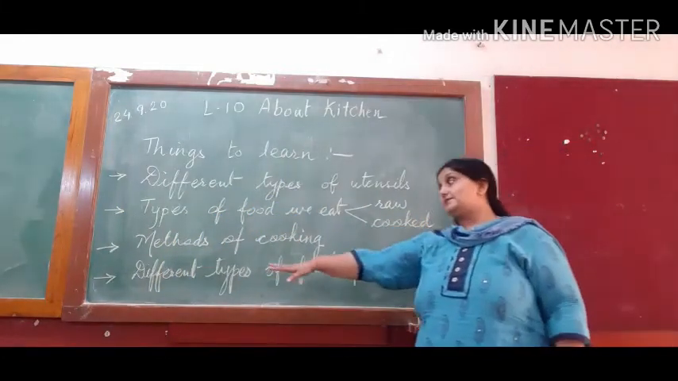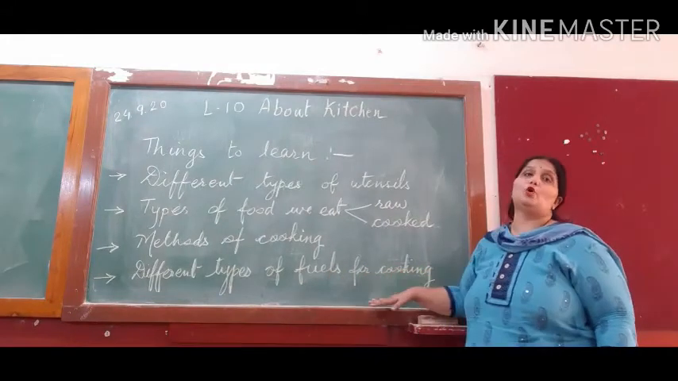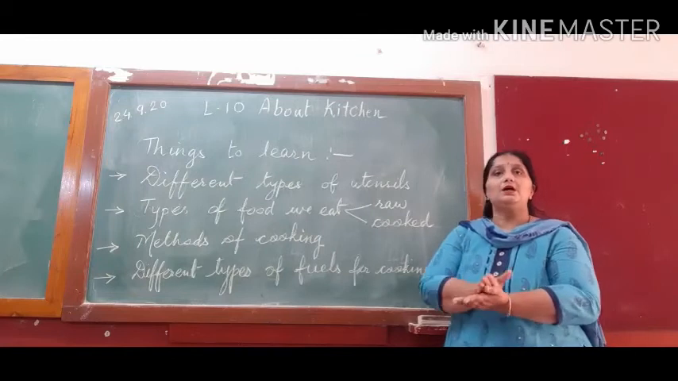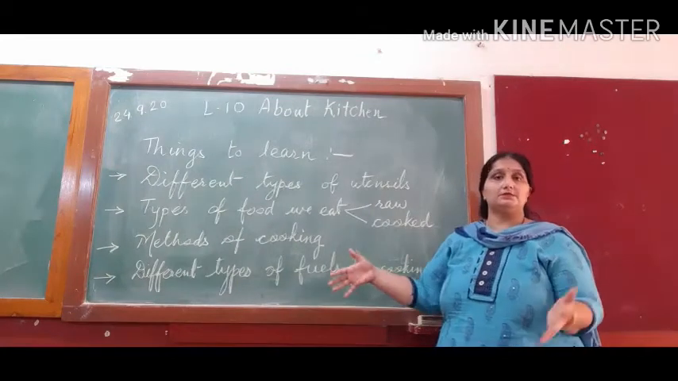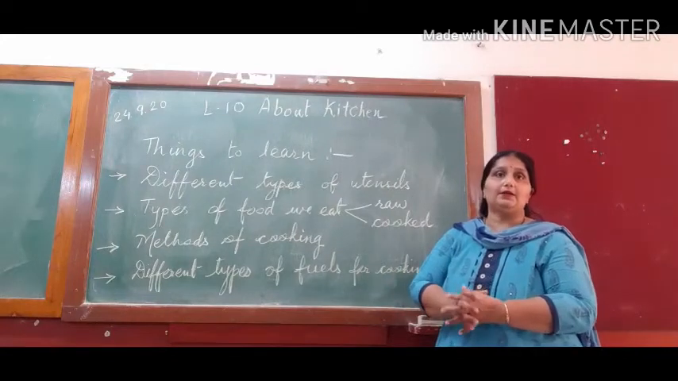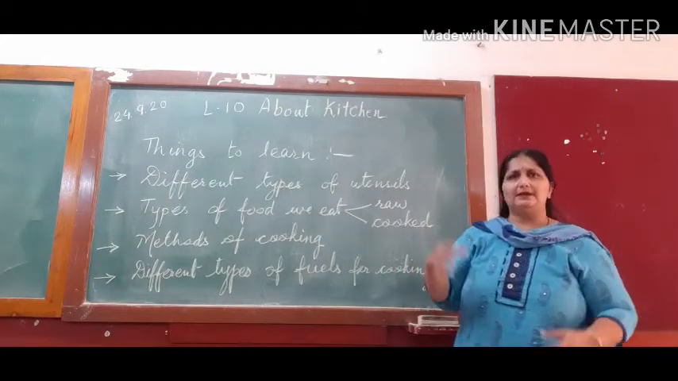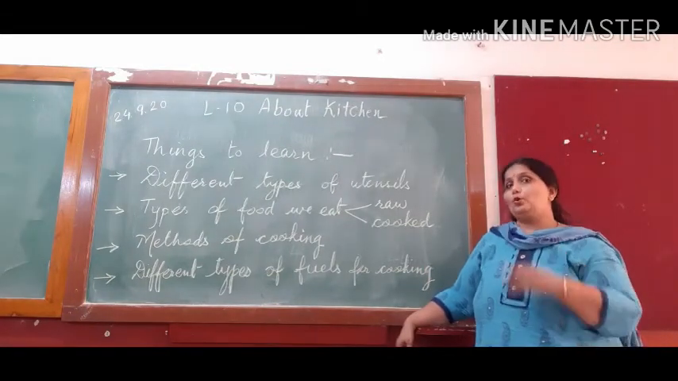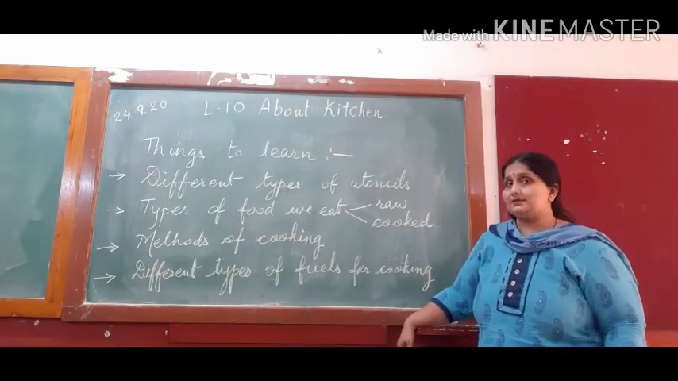And then the next is different types of fuels that are used for cooking. So when we do cooking, basically we use the gas and the stove that is on in the kitchen. Everybody has that cylinder of gas in the houses, but there are other methods also which can be used for cooking, right? So that we are going to learn about in this lesson, right children?